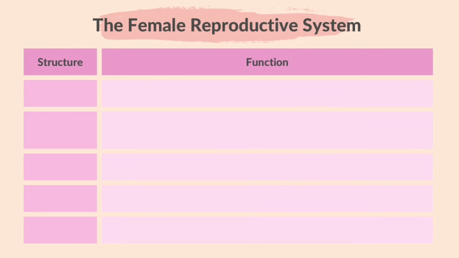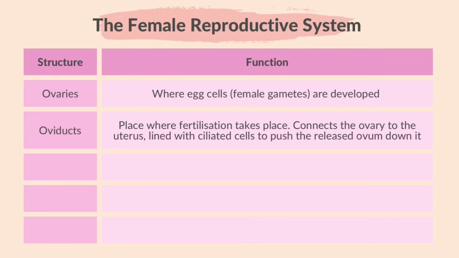Now, the functions of these structures. The ovaries are where egg cells, that is the female gametes, are developed. The oviduct is the place where fertilization takes place. It connects the ovary to the uterus and is lined with ciliated cells to push the released ovum down it.